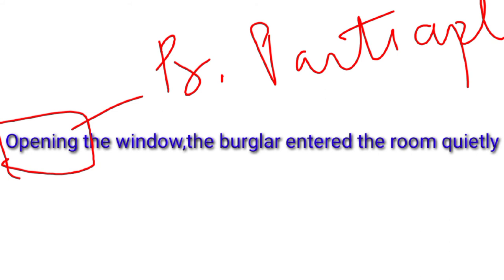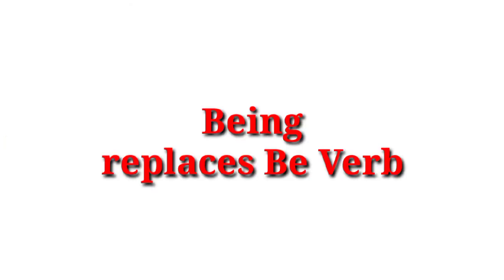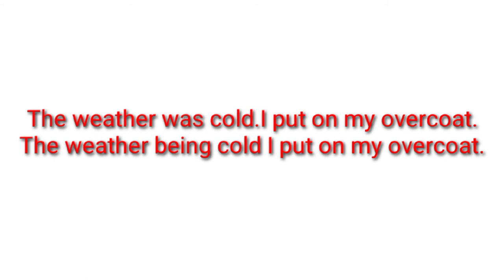But when the main verb of a clause is a be verb, it is replaced by being in the participle phrase. For example, the weather was cold. I put on my overcoat. Here we see that was is a be verb. So to connect these two sentences, we will replace was with being. The weather being cold, I put on my overcoat. In this way, we can say that participle forms of verb can be used as verb or as adjectives.